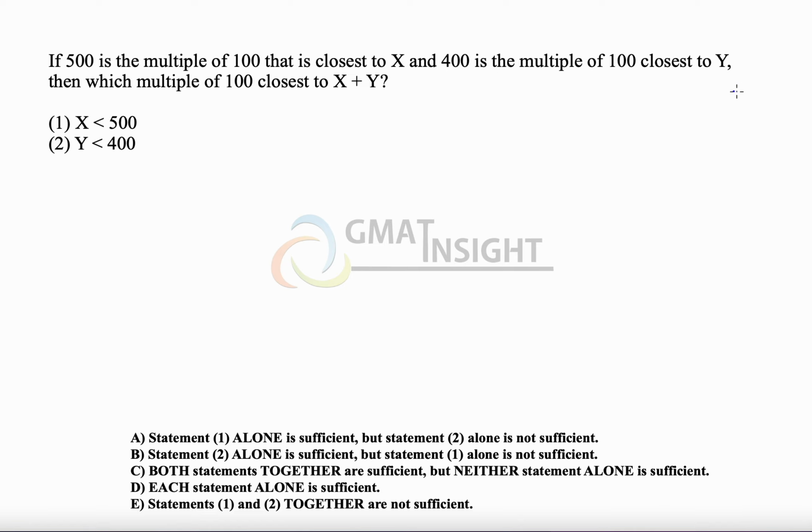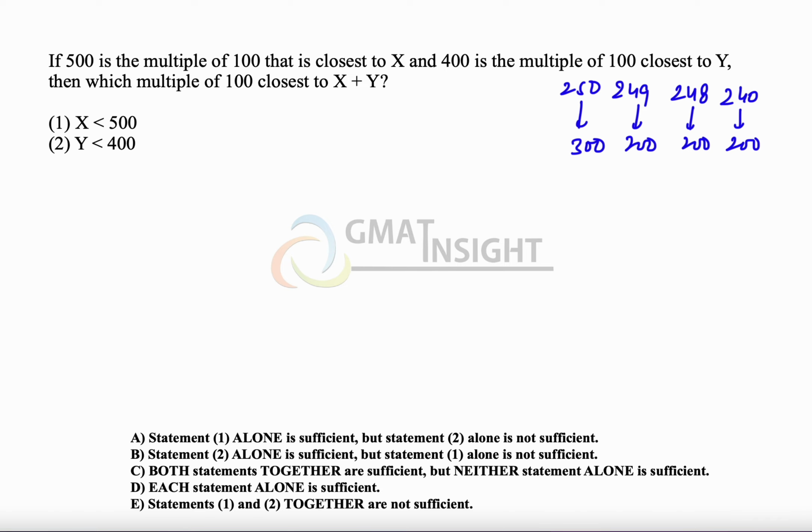For example, if I have a number, let's say 240, then the closest multiple of 100 will be 200. If I have the number 248, then the closest multiple of 100 to 248 is again 200. But if I have 249, that will again be 200. As soon as it becomes 250, the closest multiple of 100 will become 300. That's the rounding off that we need to understand to answer this question.